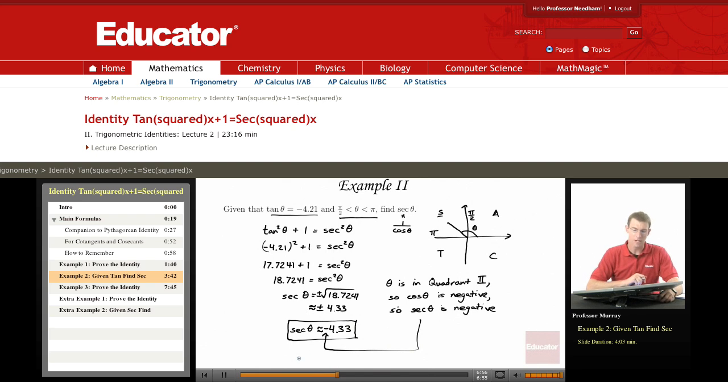So the key to that problem is, first of all, invoking this Pythagorean identity. Tangent squared plus 1 is equal to secant squared. So that's very important to remember. We plug in the value that we're given, and then we work it through and we try to solve for secant theta, but we get this plus or minus at the end because we don't know if we want the positive square root or the negative square root. That's where we use the fact that theta is in the second quadrant.